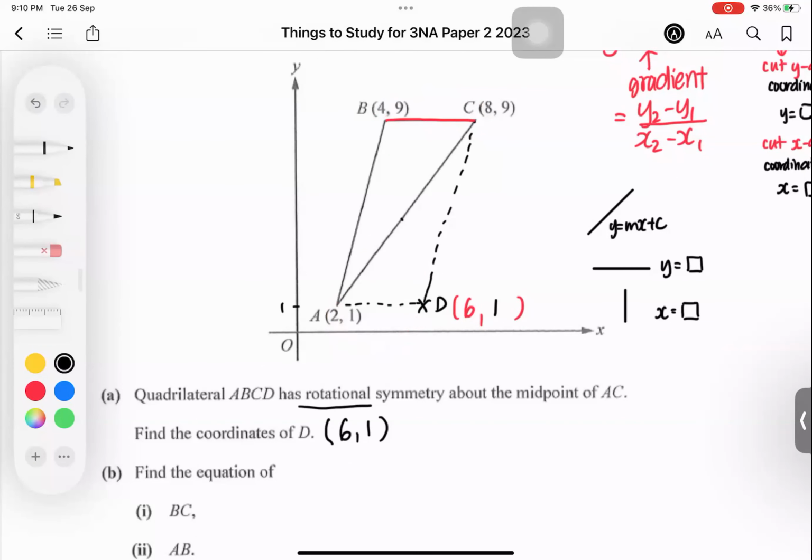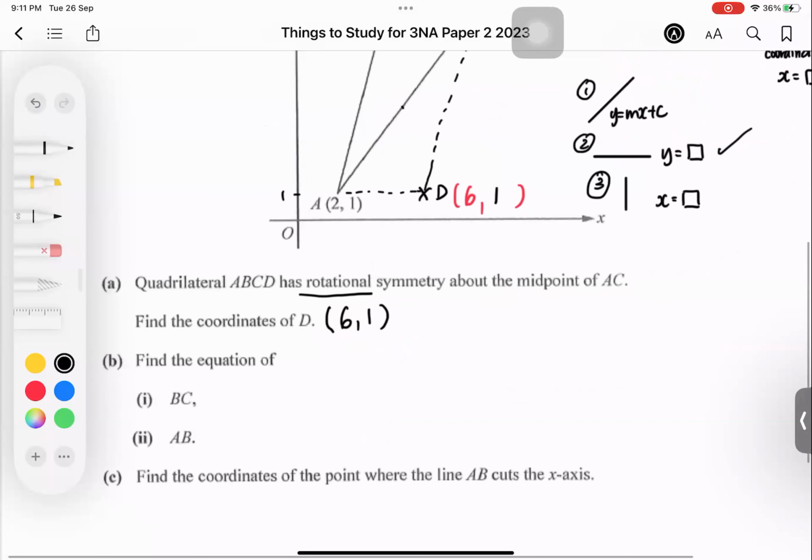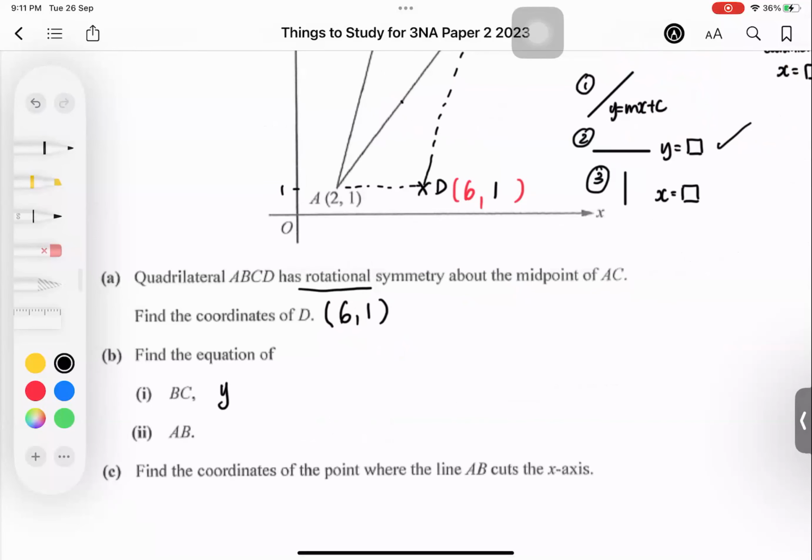Okay, so what is BC? BC is a horizontal line. Is it number 1, number 2, or number 3? It's number 2, right? Y equals to something. What is this Y value? What is this Y number? The Y value is 9. So in this case, the equation of this is Y equals to 9.